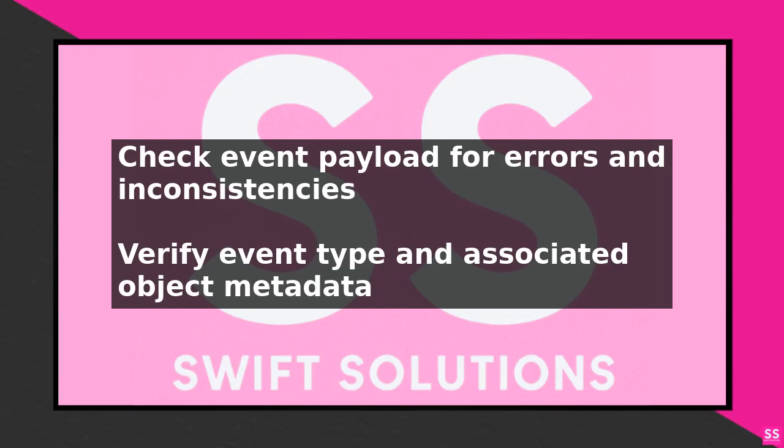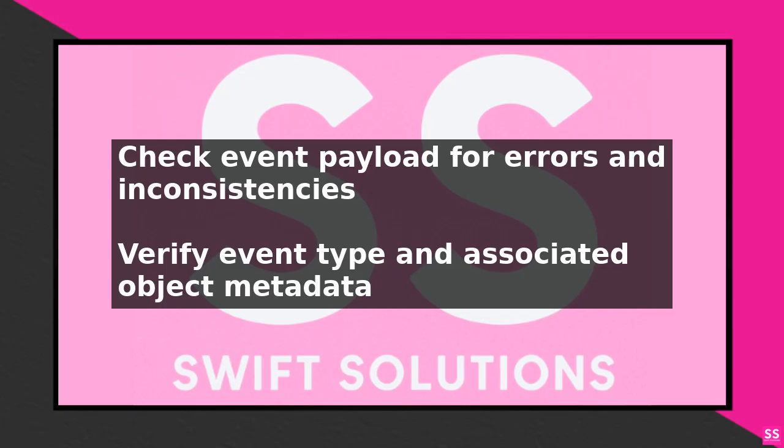To further troubleshoot, use the Build.com API to retrieve additional information about the event. For example, you can use the Get Payment API to retrieve the payment object associated with the payment approval event. This can help you identify any discrepancies or issues with the payment object.